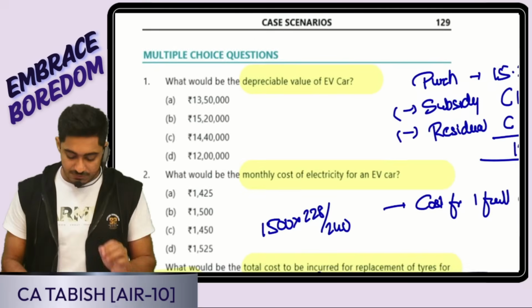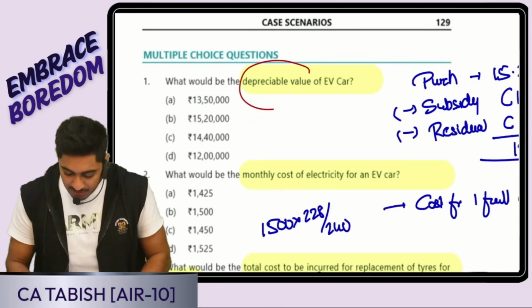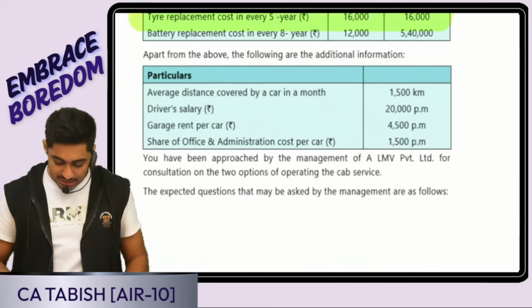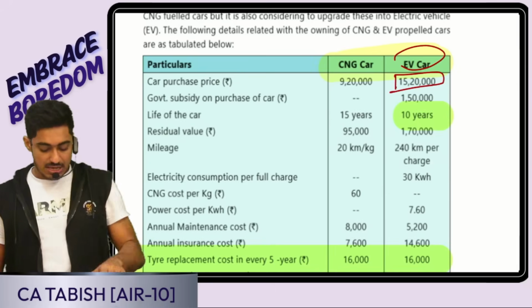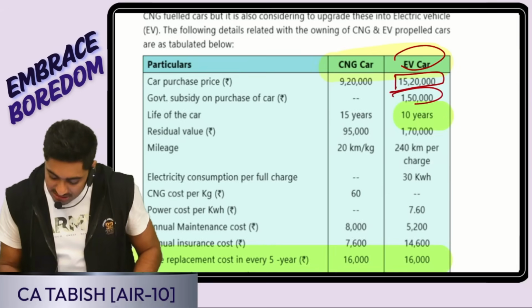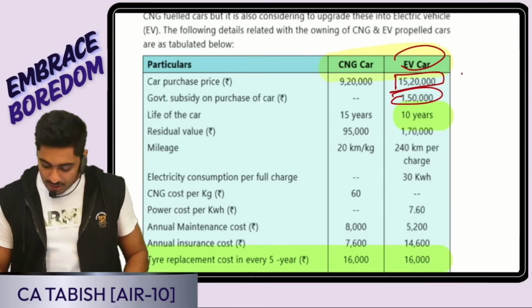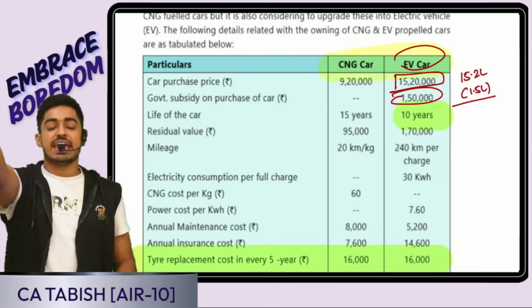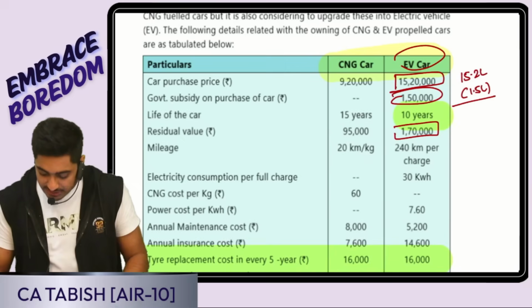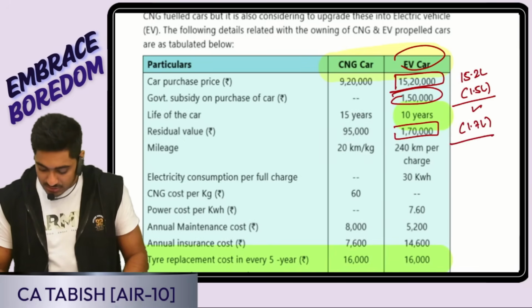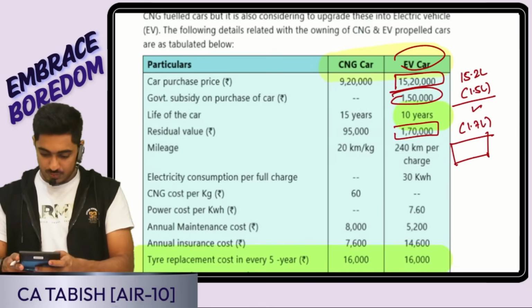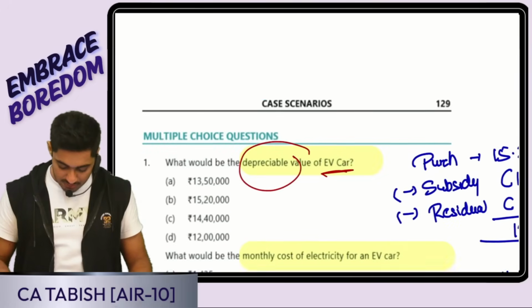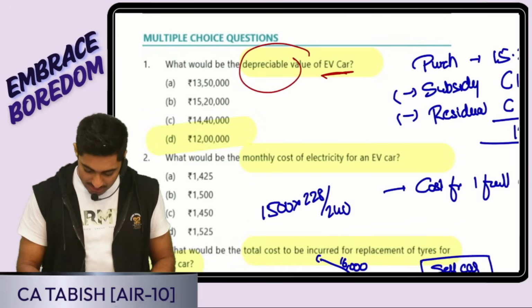Now pay attention. Yes, first, what is going to be the depreciable value of EV car? Yes, let us try seeing, students. Pay attention. EV car, at what price I purchase? 15,20,000 I purchase. But the moment I purchased only, now government gave you a subsidy of 1,50,000. That means, tell me, what is the net value of car? 15.2 lakh minus 1.5 lakh. Yes or no, everyone? Perfect. At the end of the life, residual value is how much? 1,70,000. So from this, if I reduce 1,70,000, this will be my depreciable value. Yes or no? 15.2 minus 1.5 minus 1.7. It is going to be 12 lakh. Yes or no, everyone? So the answer is going to be D, 12 lakh.